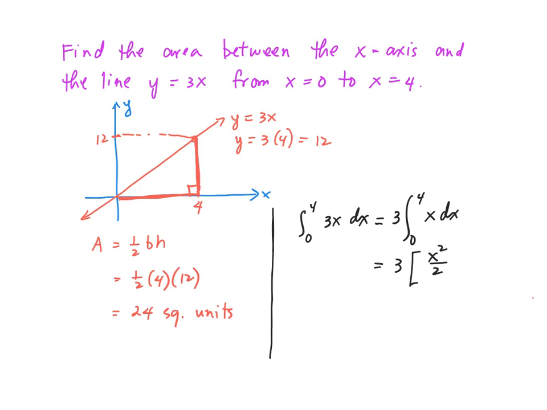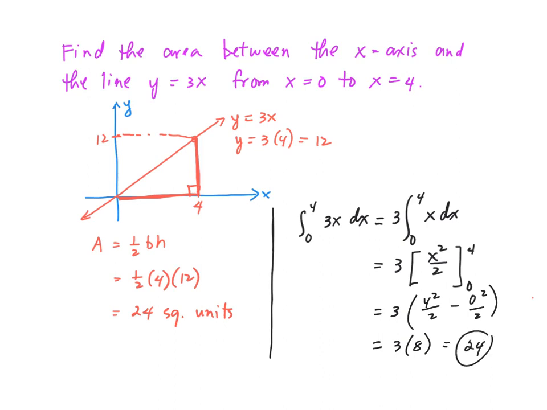Notice that I forgot to point this out earlier, but when we are integrating, we do not need to put the c, because when we evaluate this function for the upper bound and then minus the evaluation using the lower bound, the c's will cancel. That's why we don't write the c's. So it's from 0 to 4. And so this will be 3 times 4 squared over 2 minus 0 squared over 2. 4 squared over 2 is just 8, and 0 squared over 2 is just 0, so it is 24. You see that we are getting the same answer.